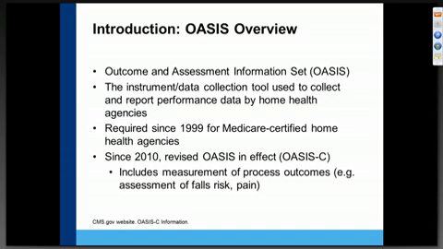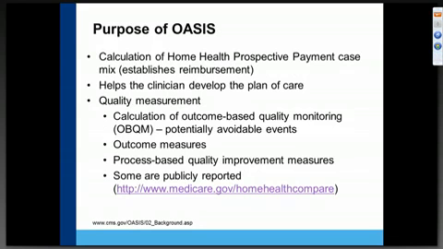So we are looking to see that we have evidence-based practices in place to identify risk factors and potential problems among our home care patient population. The purpose of Oasis is listed on this slide. Certainly we know that Oasis is used to establish reimbursement through calculating the home health prospective payment case mix. We also use Oasis in developing the plan of care, and it's also used in quality measurement in calculating potentially avoidable events through the creation of an OBQM report.